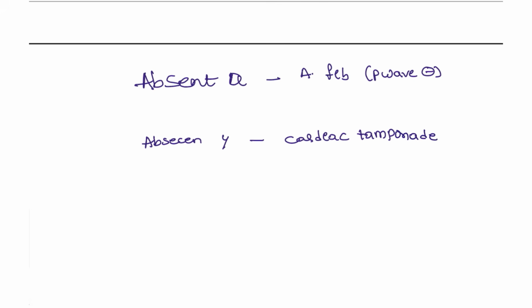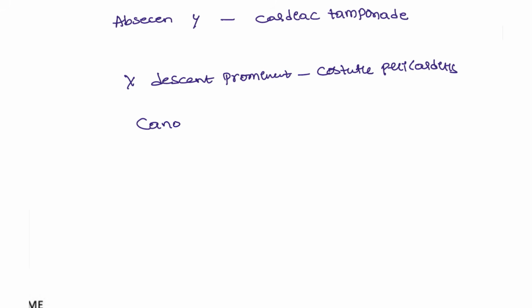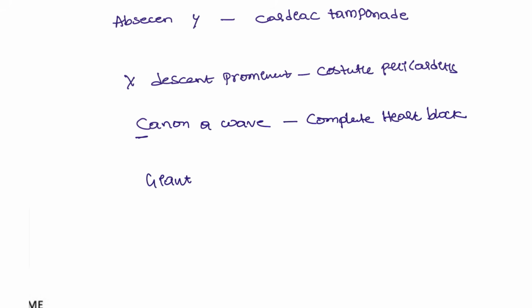Okay, next belongs to the X descent. Prominent X descent is seen in patients with constrictive pericarditis. Next, Cannon A waves. C for Cannon A waves, C for complete heart block. This is seen in complete heart block. Right. Next, giant A waves. Giant A waves are seen in tricuspid stenosis.